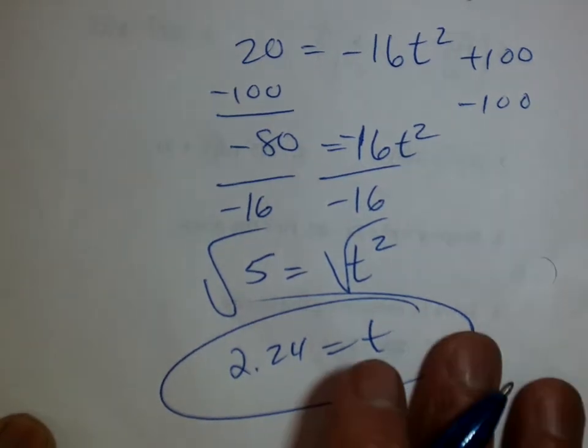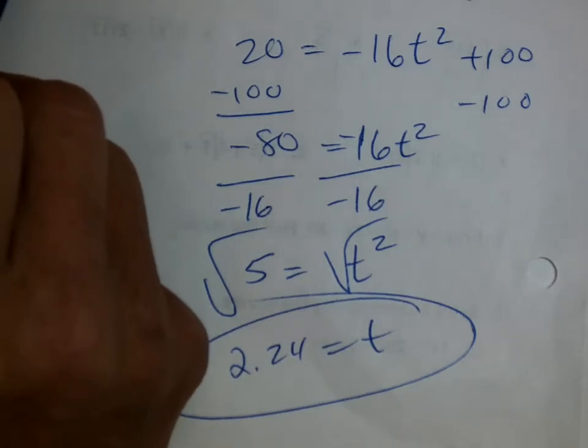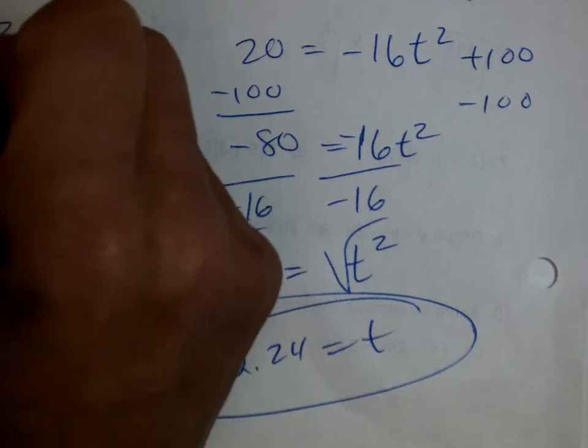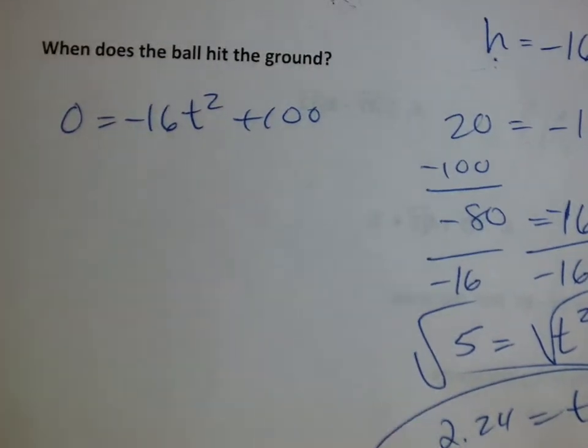Okay. Now, when does the ball hit the ground? All right, well, what's the height when the ball hits the ground? 0, right? 0 equals negative 16t squared plus 100, right?